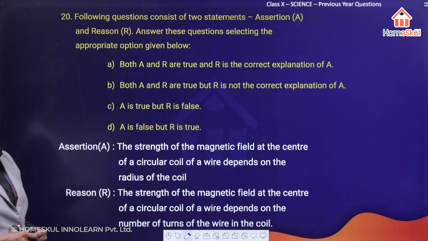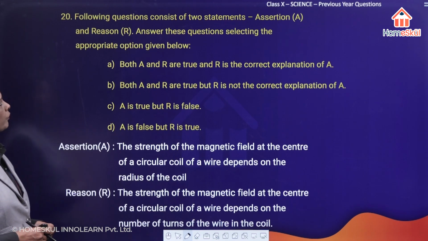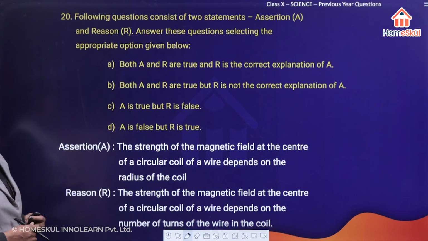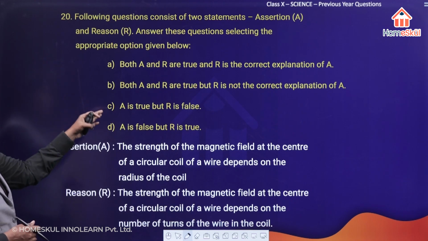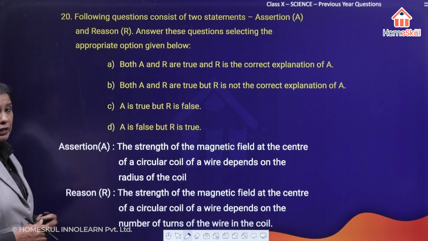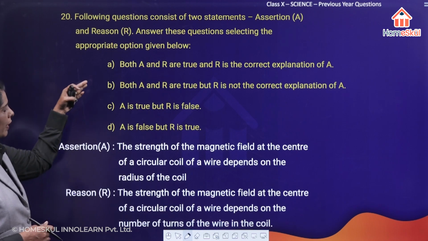Question number 20, which is an assertion reasoning question. So here we already know the options, that is, when the questions are given, two statements, assertion and reasoning statements are given, we have to choose the correct option from A, B, C, D.